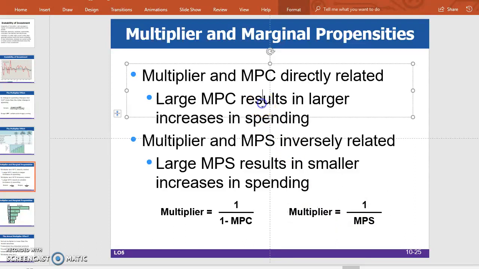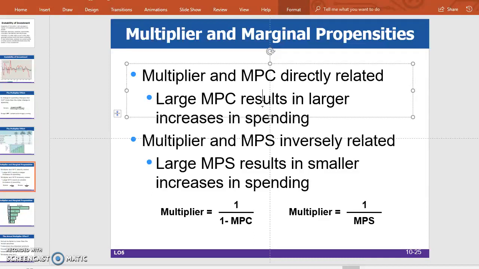So a large MPC results in a larger increase in spending, and as a result a larger change in income in the end. On the other hand, a smaller MPC will cause what? A smaller change in consumption when income increases. So the end result, the change in income, will also be small.